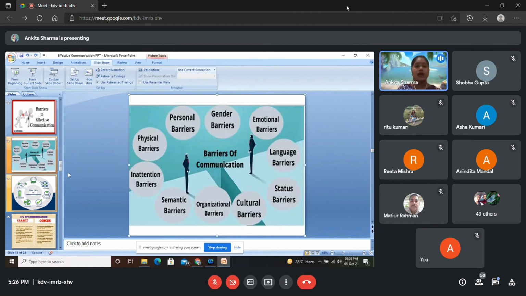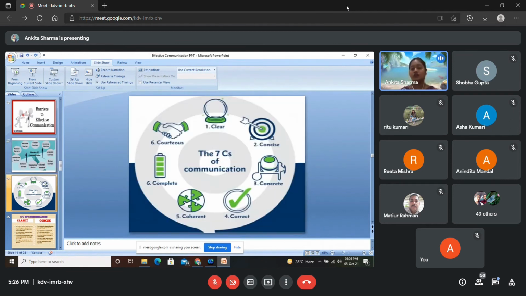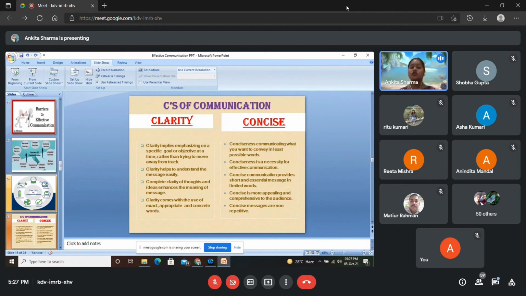Okay, now we will discuss the 7 C's of communication. This is something very important to understand effective communication. Whatever we speak, whatever we try to communicate has to have these 7 ingredients. So we'll be discussing it in detail. Let us see. The first one that you see on screen is clarity.